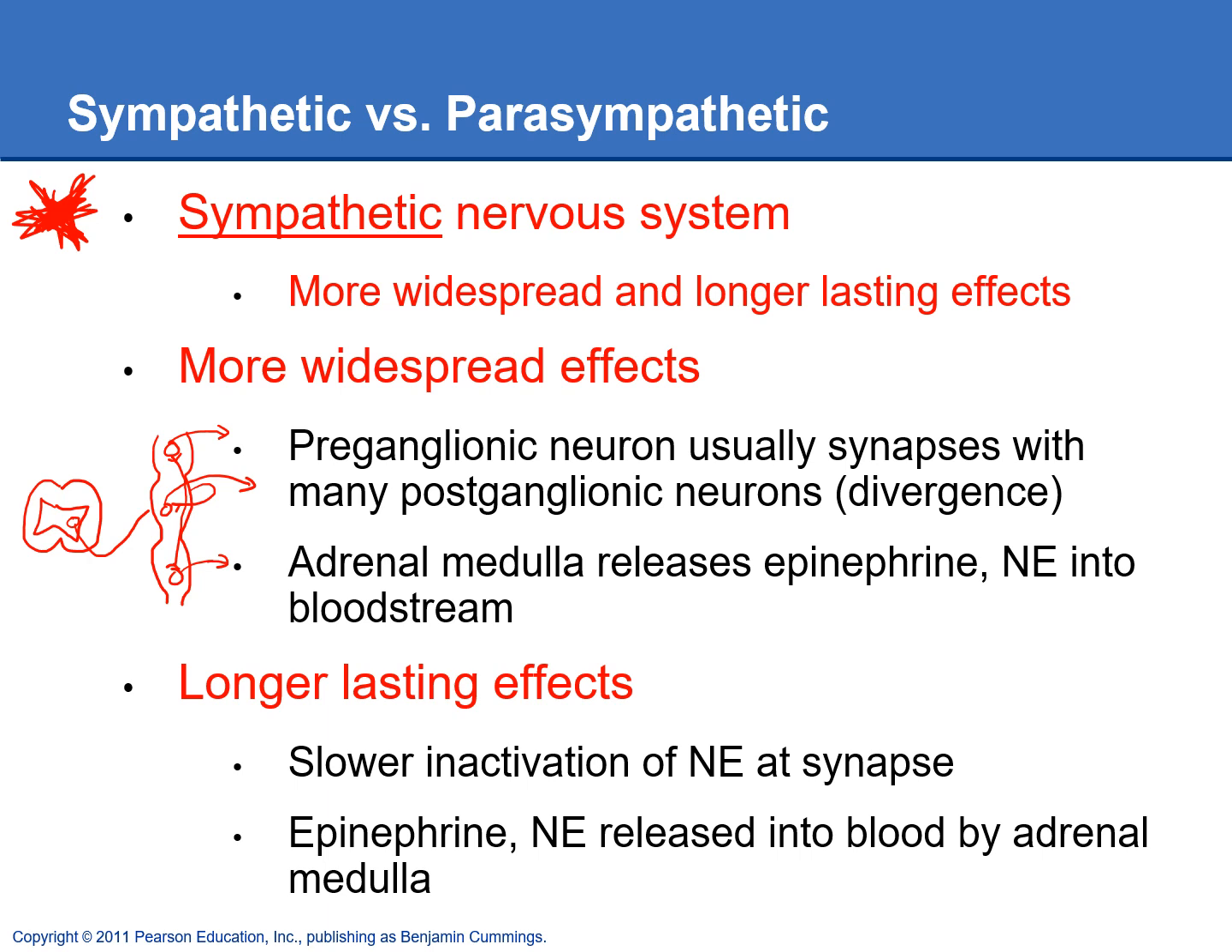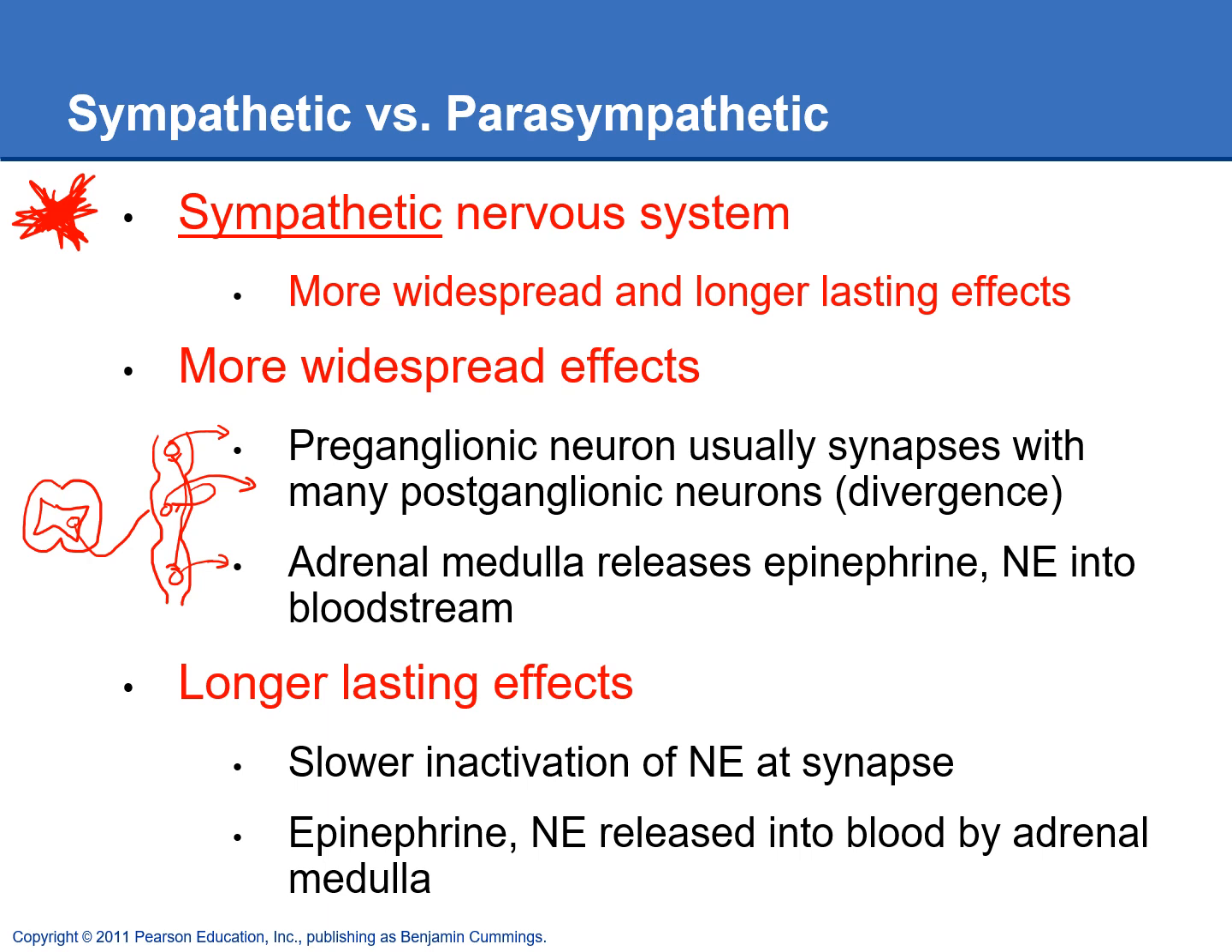So if we take a look at the word sympathetic, the first part, sym, means together, and path means to feel. So sympathetic got its name because you've got these widespread effects on your body and your whole body is feeling the same way, okay? So when you stimulate the sympathetic nervous system, you get these widespread effects, and they're longer lasting effects than the parasympathetic nervous system.